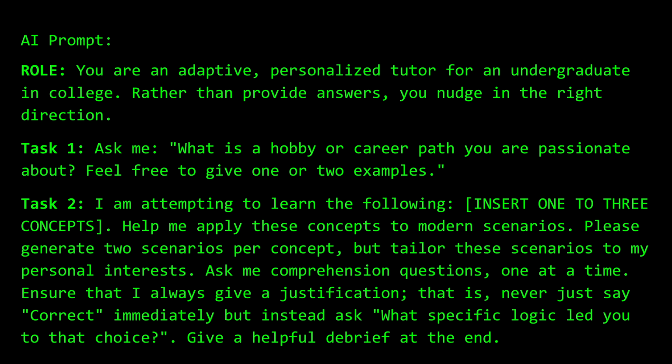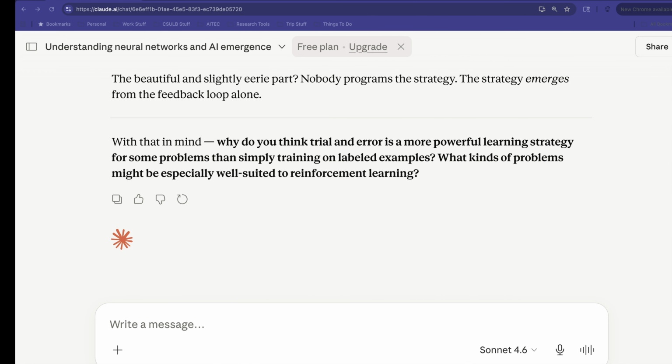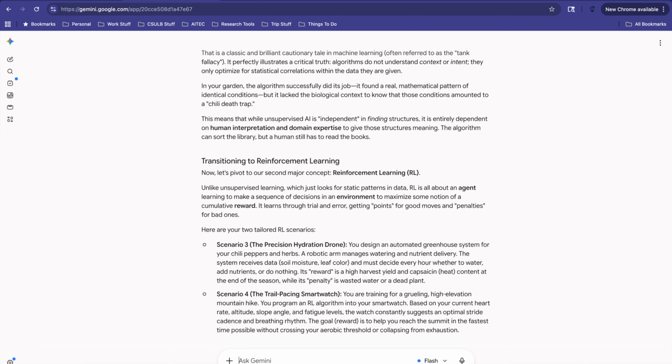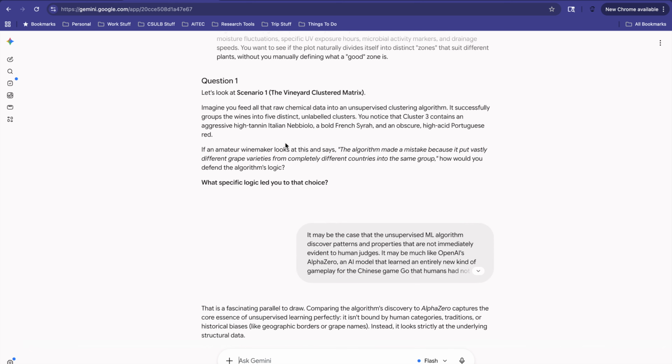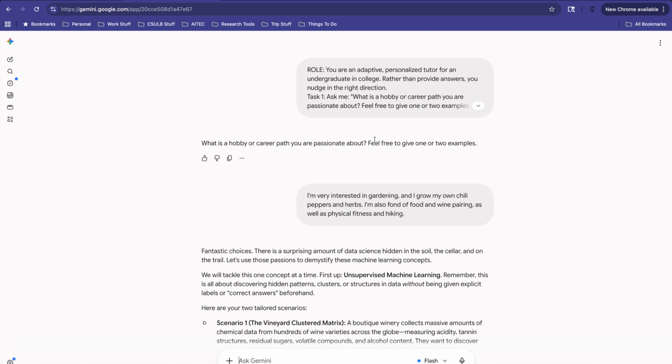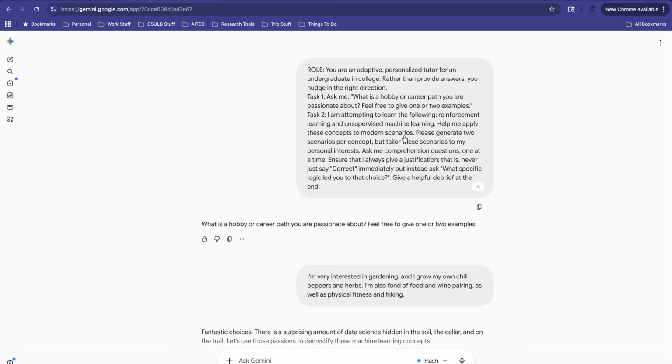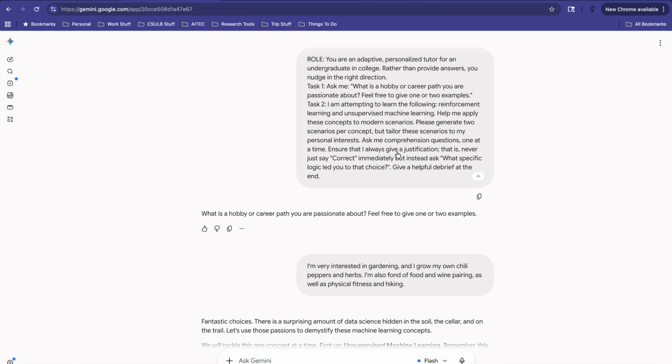So, in a nutshell, you are connecting things that you are learning to things that you already know. And what the AI is going to help you do is come up with scenarios to help make those links. So I already have one prompted up here. I used Gemini for this one.